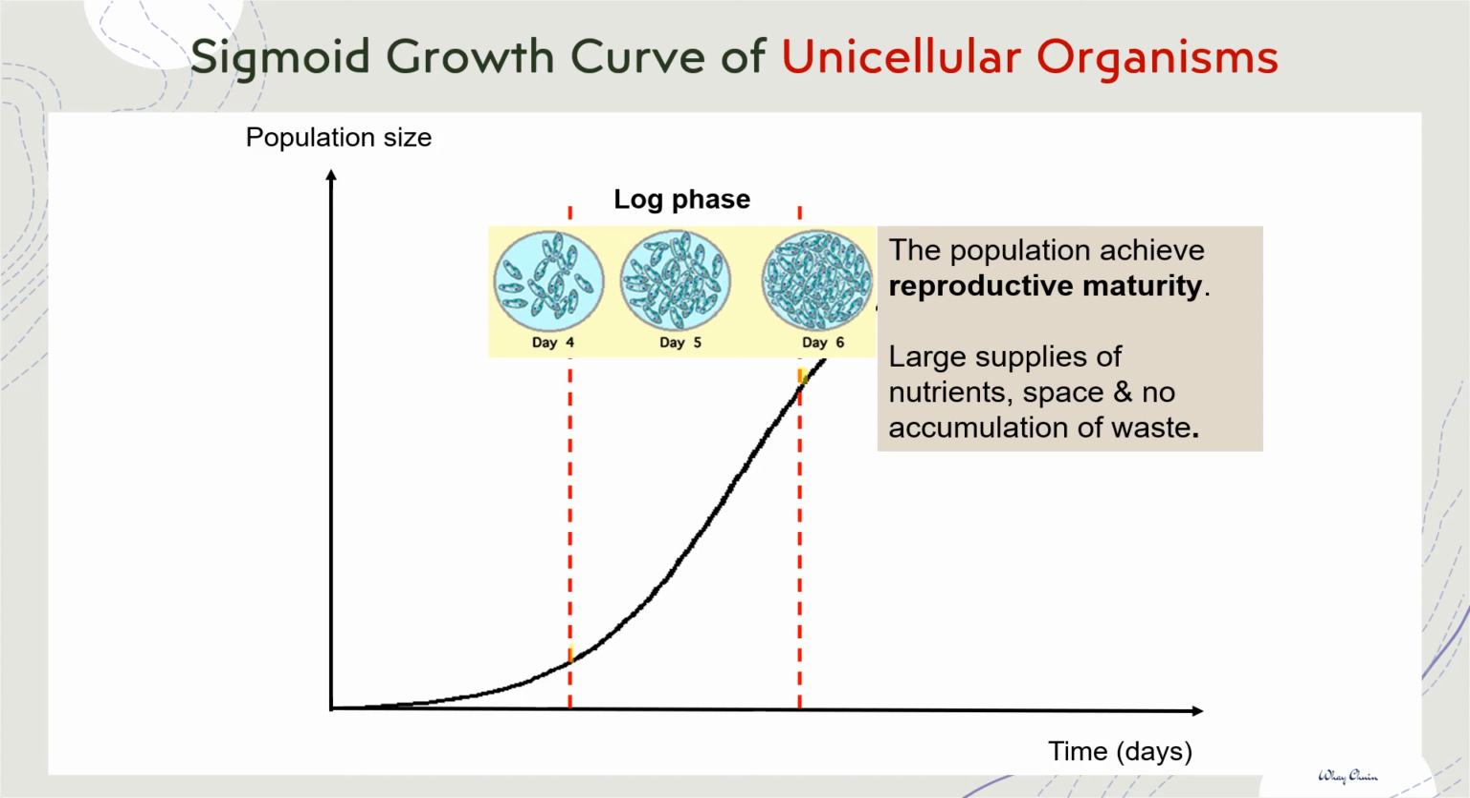So the number of individuals can increase the most during a short period of time. This is because they start with a low number of organisms and all of them have shown reproductive maturity. They're able to reproduce and produce a very high number of organisms during this period. And at the same time, the petri dish or the environment is optimum to them because of the nutrients, the space, and also no accumulation of waste yet.